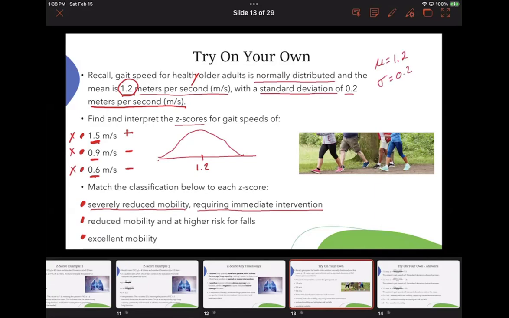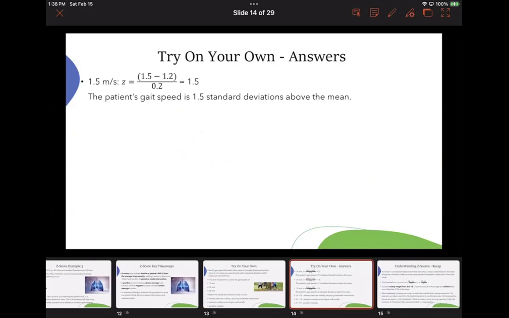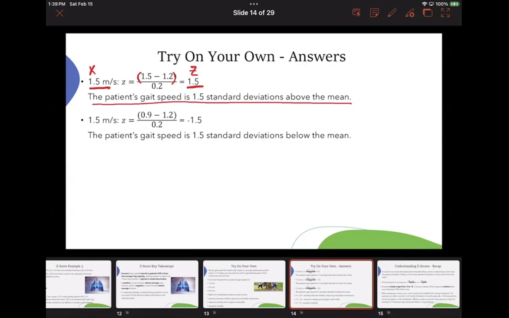So here's the formula. Okay, so for 1.5, when x is 1.5, let's plug in 1.5 minus the mean 1.2 divided by the standard deviation 0.2. And we do that, we get 1.5. So that's a big coincidence, and don't expect that to happen too often, where the data value is the same as the z-score that comes out. That often does not happen, but it happened here. So what it means is that this patient's gait speed is 1.5 standard deviations above the mean, which is a good gait speed to be higher than average, more than 1 standard deviation above, halfway between 1 and 2 standard deviations above the mean.